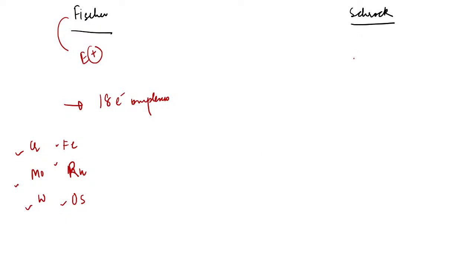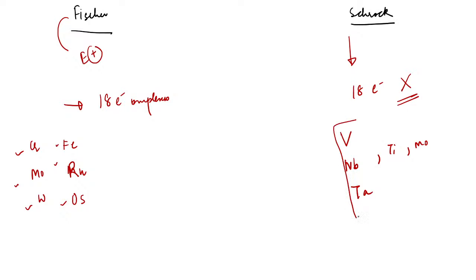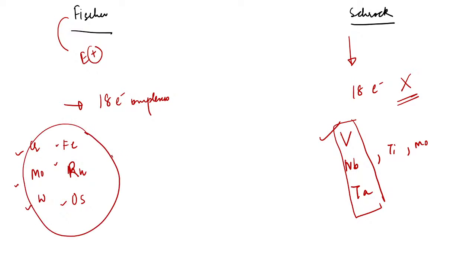Now if I take Schrock carbon, generally 18 electron complexes won't show Schrock type of carbon. If I want to write down the metals involved in Schrock type of carbon, in most of the cases it is vanadium, then this metal, and sometimes titanium and molybdenum. So in most of the cases these three metals show Schrock carbon and all these metals show Fischer carbon. Okay, so this is the classification of Fischer and Schrock carbon.